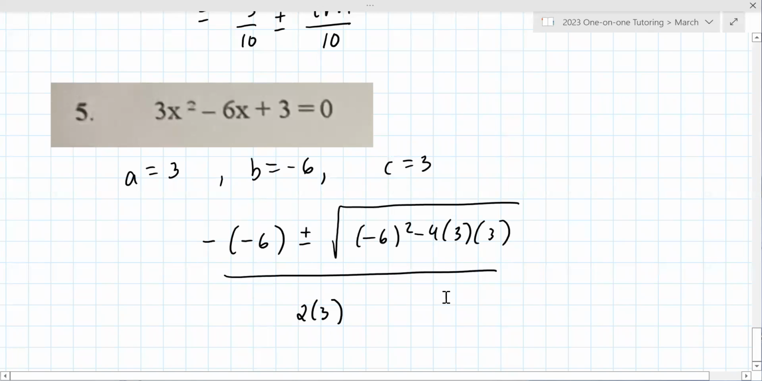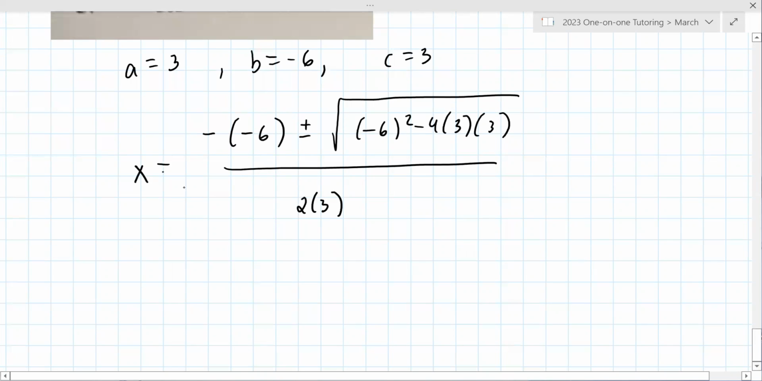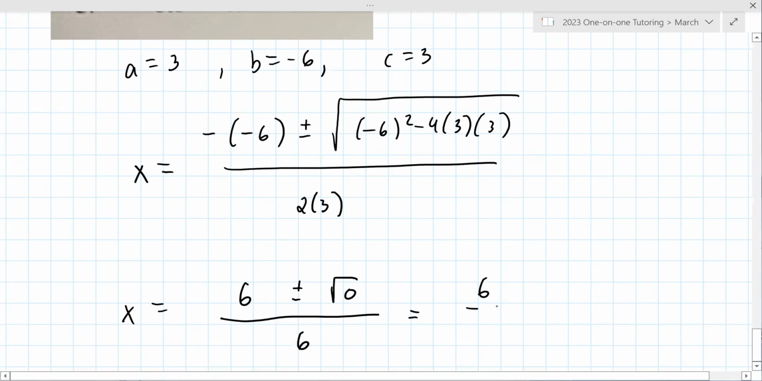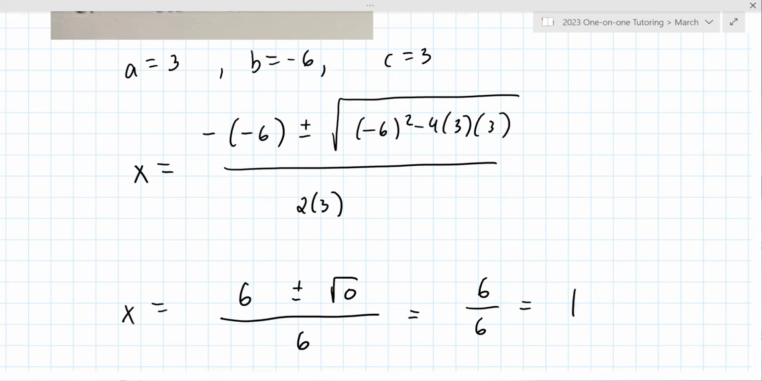I got 36 minus 36. So it goes to 0. I agree. So that means we're up to 6 plus or minus the square root of 0 over 6. So the square root of 0 goes away. So this becomes just 6 over 6, which is positive 1.